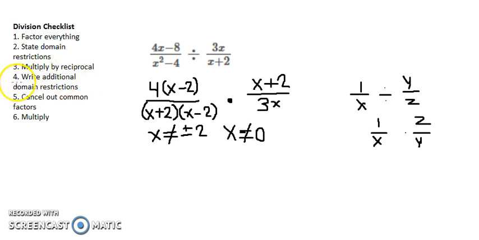That's why you have to write additional domain restrictions, because essentially you're writing restrictions for the numerator and restrictions for the denominator. You could do that all at once. So I could just look at this original problem and say, oh, x cannot equal 0 because it's in the numerator of the second fraction. But stepwise, when you flip the fraction and multiply by the reciprocal, then you can actually see this factor on the bottom, and you can see why you need additional domain restrictions.